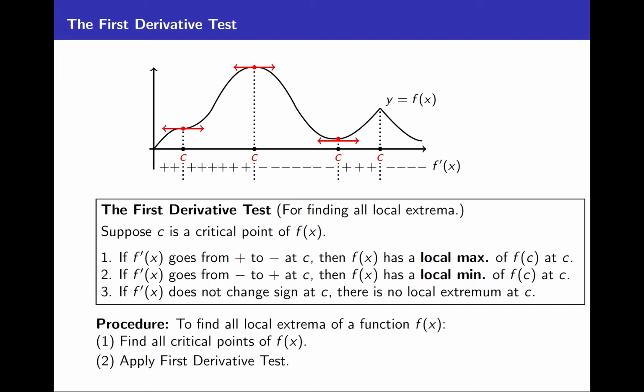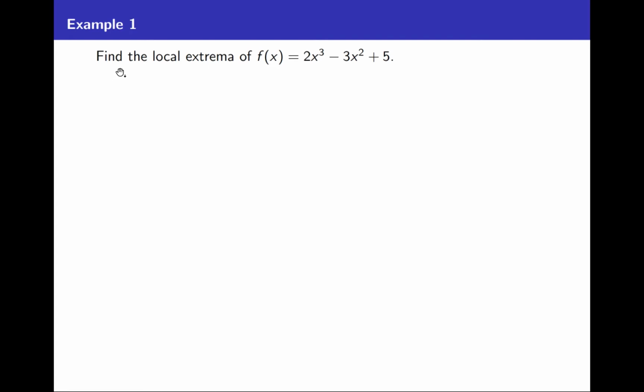Let's look at an example where we carry out this procedure to find the local extrema of a function. Let's find the local extrema of f of x equals 2x cubed minus 3x squared plus 5. The first step in our solution, as we noted on the previous page, is to look for the critical points of f. And for those, you have to find the derivative, which is easy in this case. The derivative f prime of x is 6x squared minus 6x. So the critical points of f are going to be those values for which either the derivative is not defined or it's equal to 0.